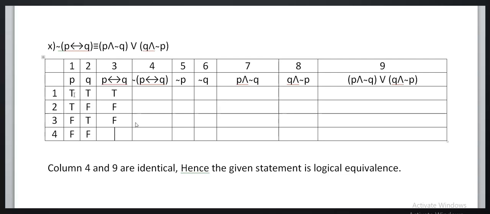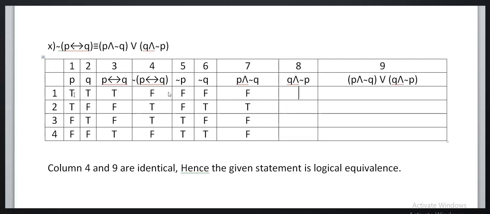False, false, and true. Its negation is F, T, T, and F. Negation of P, that is double F, double T. Now negation of Q: F, T, F, T. P and negation Q, P and negation Q. Therefore, it is F, then T, then F, and F.